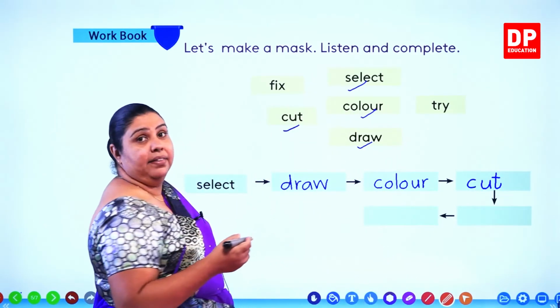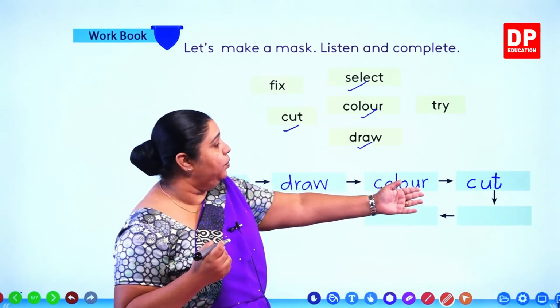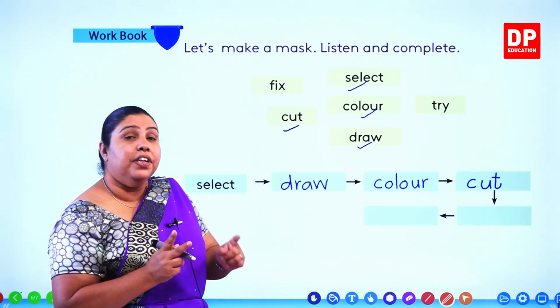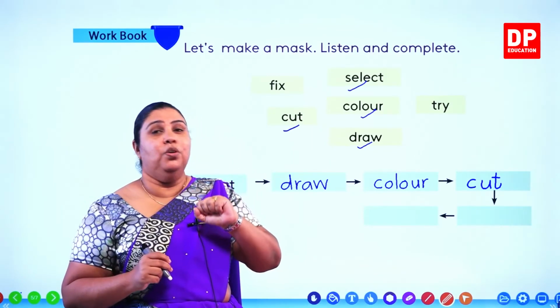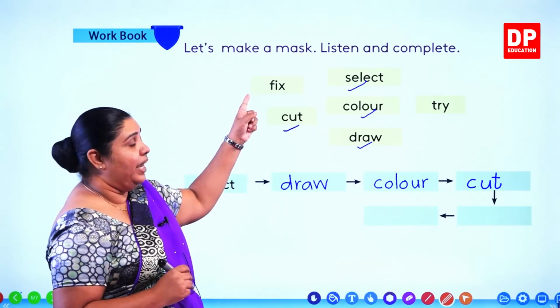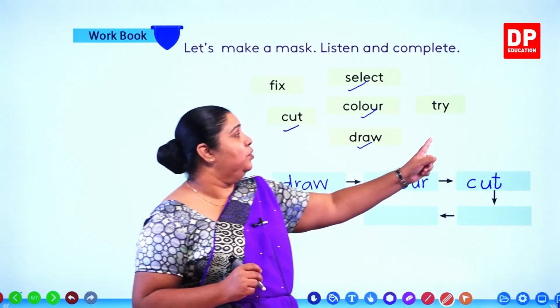Then you have to cut it out. After you cut out the shape, what do we do? Now we have only 2 more words to write. We have to either fix it or we have to try.